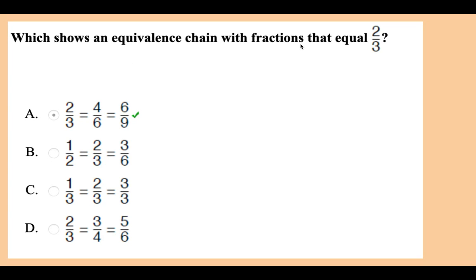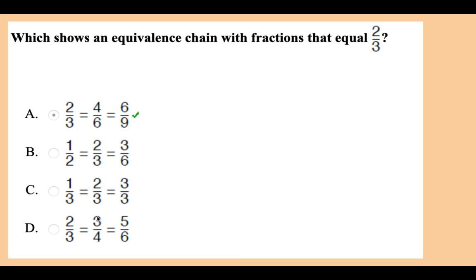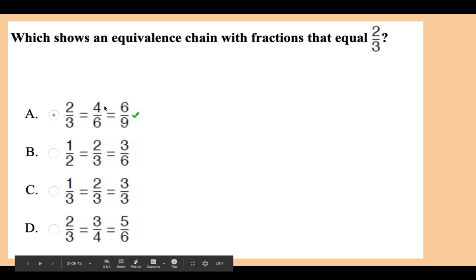Which is an equivalence chain for 2/3? So you have to start with 2/3. It's always going to go up by 2 on the top, and it goes up by 3 on the bottom. So it should be 2, 4, 6 on the top, 3, 6, 9. That makes it A.